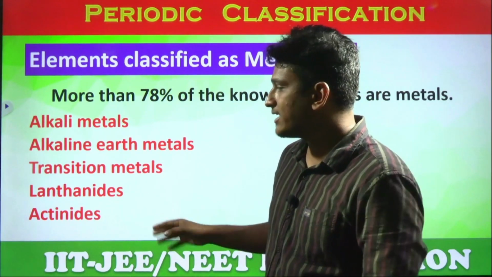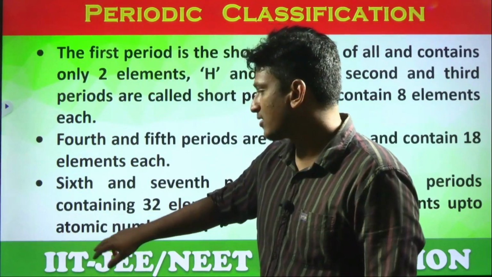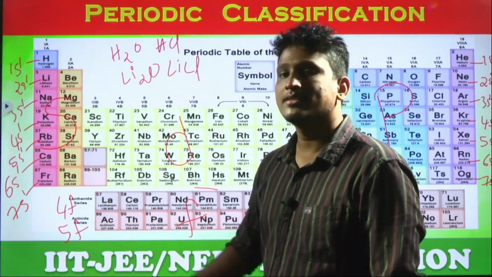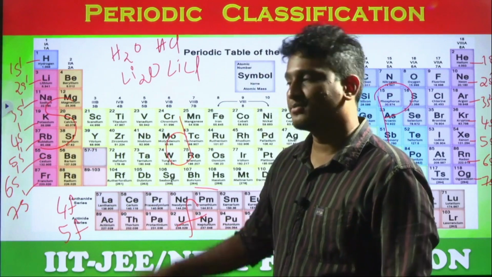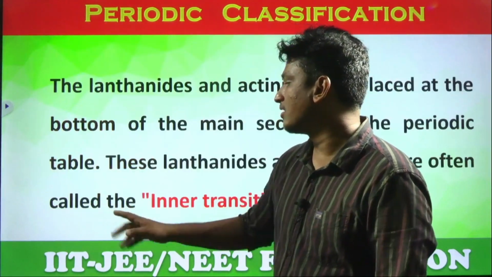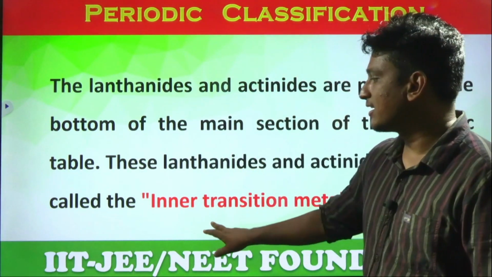And lanthanides, actinides. These 4f elements are called lanthanides, students. They follow after the element lanthanum. And 5f elements are called actinides. They follow after the element actinium. So called lanthanides and actinides. They are also called inner transition elements. You can check the name. Lanthanides and actinides are also called inner transition.